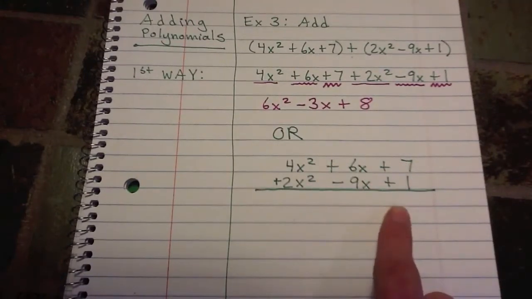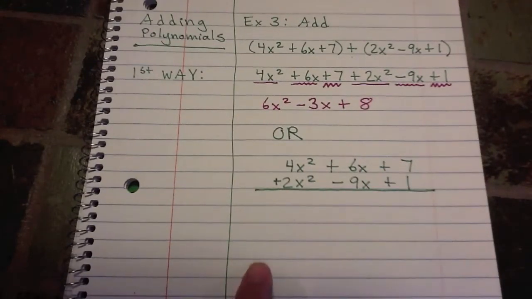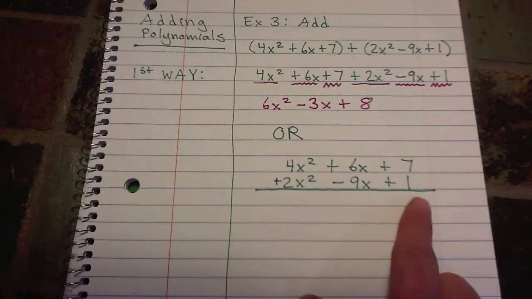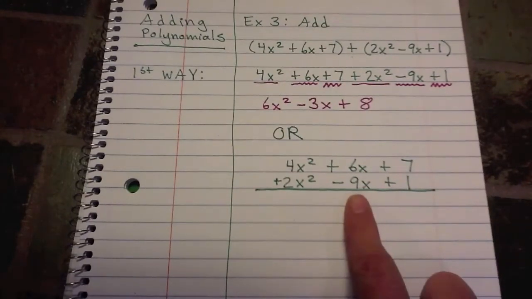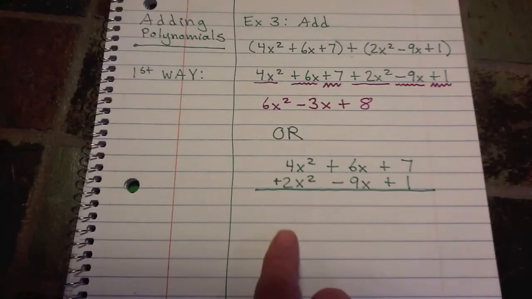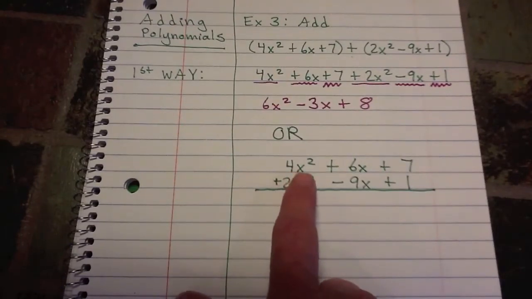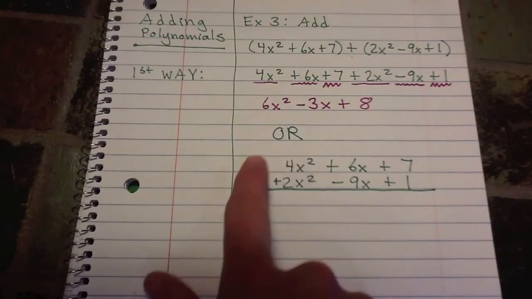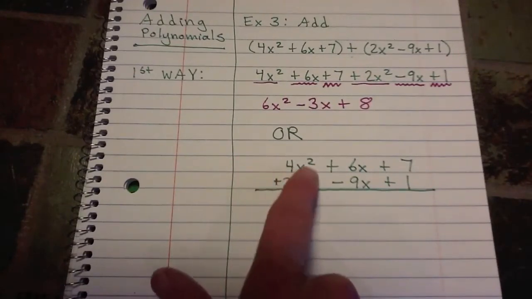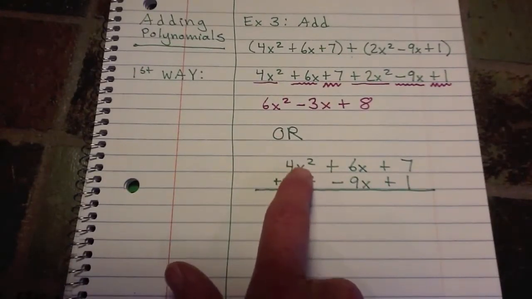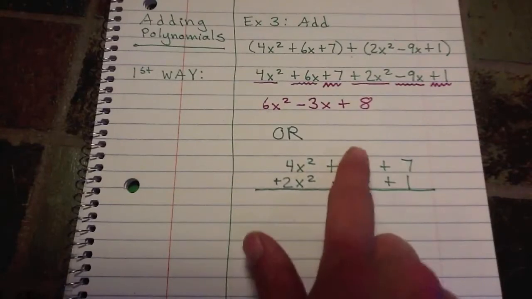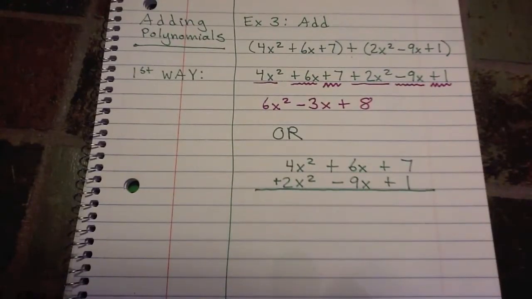Notice how the like terms are already lined up. There are times when one of these is not going to line up and you're going to need to leave a blank space. So if I had something like 4x cubed right here, then the 4x cubed would need to go there, and I would leave an empty space here if there was no squared. And you have to only line up like terms. So you might end up with a term that's not lined up with something else. And then you just add them down.